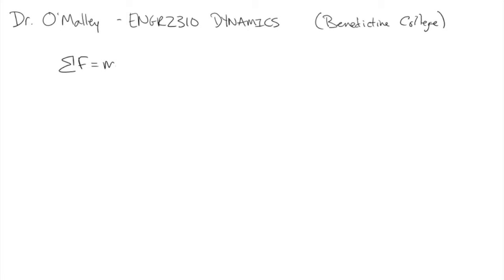Recall that F equals ma is actually a simplification of Newton's second law for the special case of the constant mass system. The second law really says that the sum of all forces is equal to the time rate of change of the object's linear momentum. If you remember, linear momentum is mass times velocity.